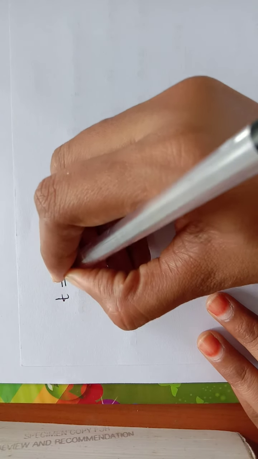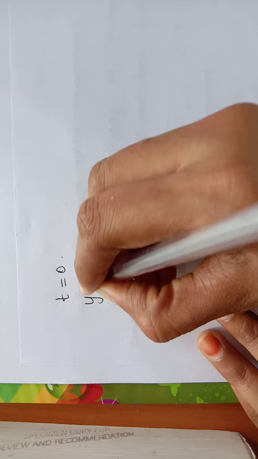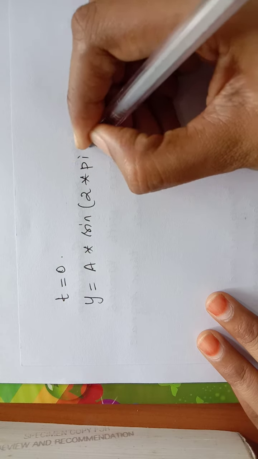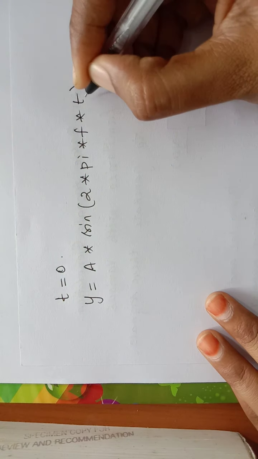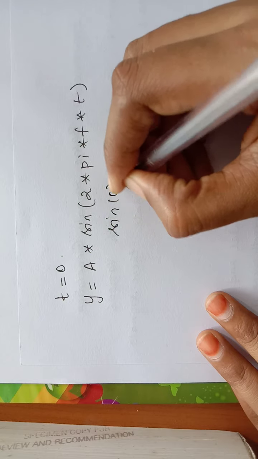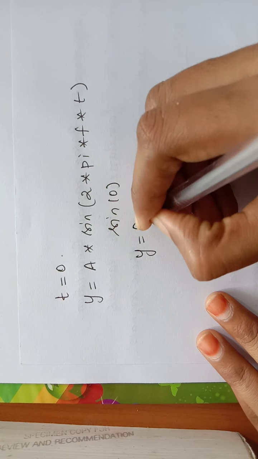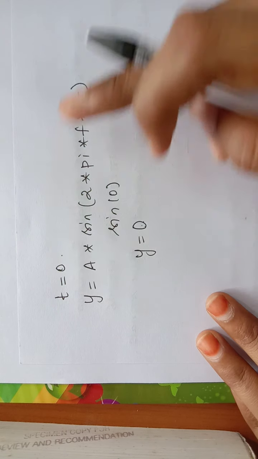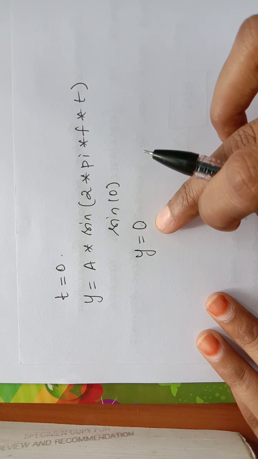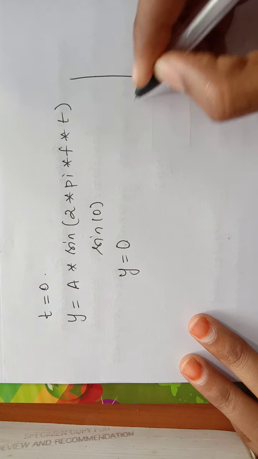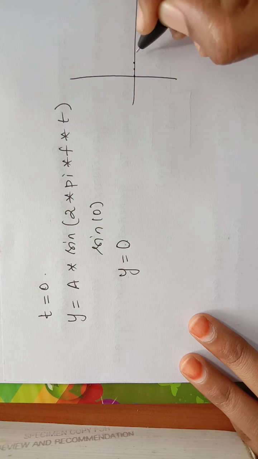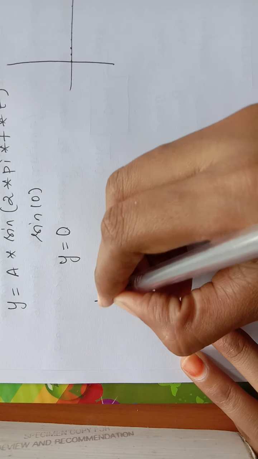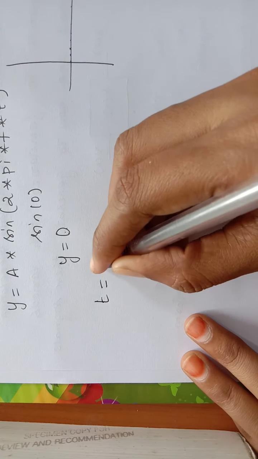When t is equal to a single value, what will you get? y is equal to A sin(2 star pi star f star t). When t is equal to 0, you will get sin 0, that is, y is equal to 0. Now if we use a single value t equal to 0, you will get only a single value. If we want to generate a sine waveform, we need a value at each and every time instance. So for that, I am going to assign the variable t a number of values.